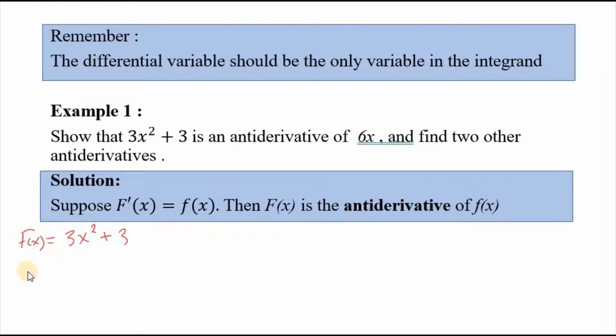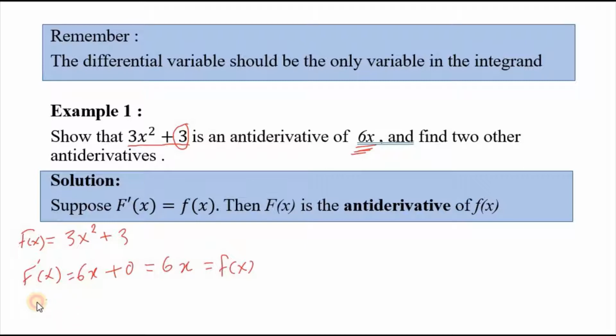Then we want to find f prime of x. F prime of x is equal to 6x plus 0, or simply 6x, which is equal to the lowercase f of x we have here. So because we know the derivative of the function, we have f of x. The antiderivative is this given function right here. And because we have this constant, I can come up with more antiderivatives for this function.